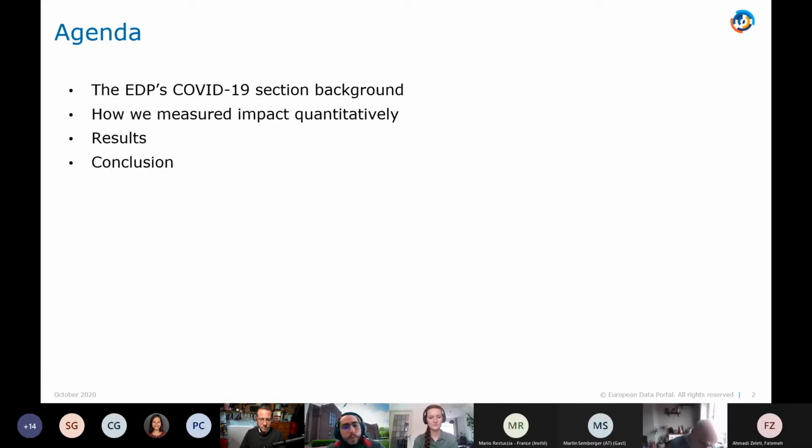So we'll cover a bit of the EDP's COVID-19 section background. Then I will talk to you about how we measure impact of this section quantitatively, the results that we had, and some points for conclusion and discussion.